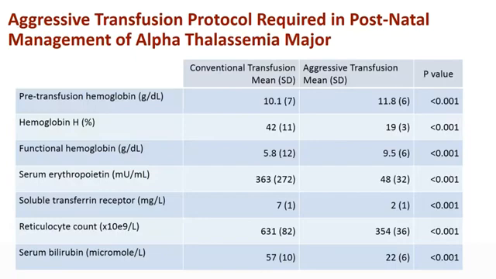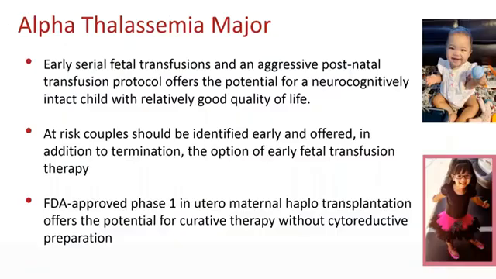This can be prevented by a higher hemoglobin, and it corresponds to a dramatic fall in the EPO drive from 363 to 48, and a similar fall in soluble transferrin receptors, reticulocyte counts, and serum bilirubin. So in summary, alpha thalassemia major, and these are two of the babies I'm following now, is a changing disease that has growing questions of ethics and options.